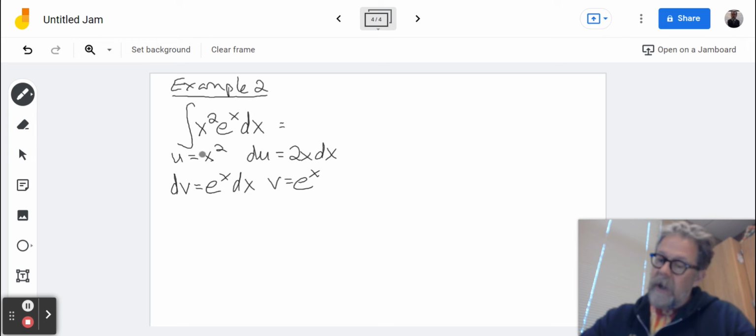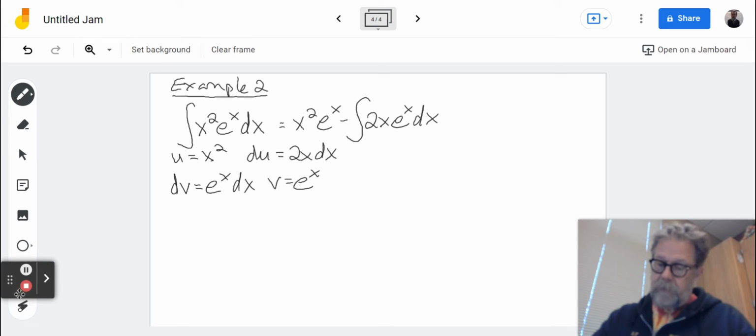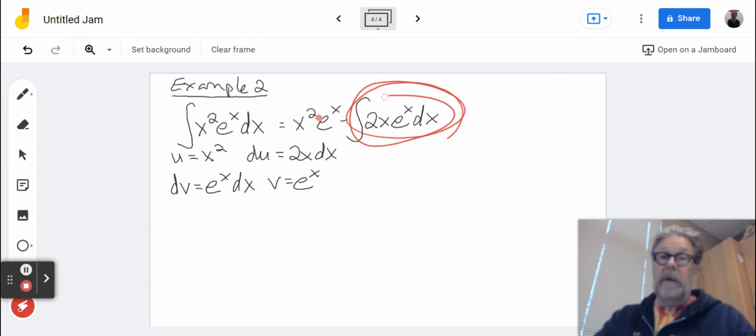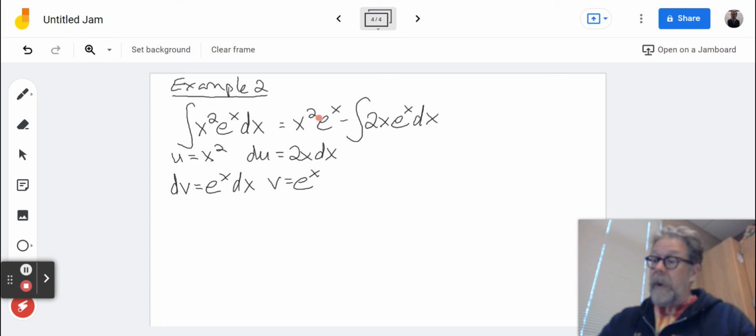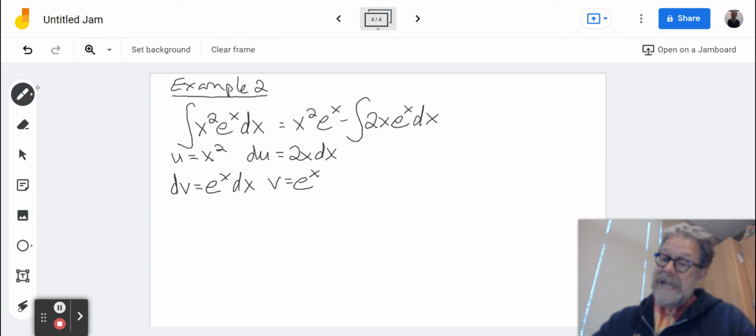And so now what I've got is u times v, x squared e to the x, minus the integral of v du, which is 2x e to the x dx. Notice I still don't know the integral of that. I don't know the antiderivative of x e to the x, but what I can do is I can just do parts again. So why not? Let's do parts again.